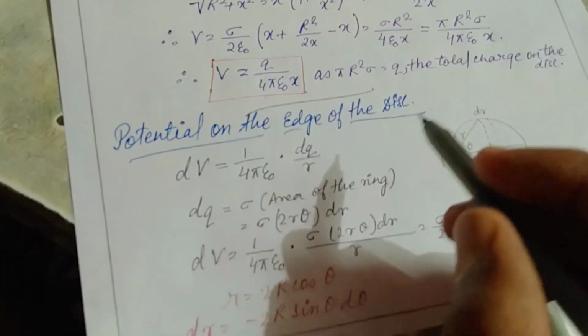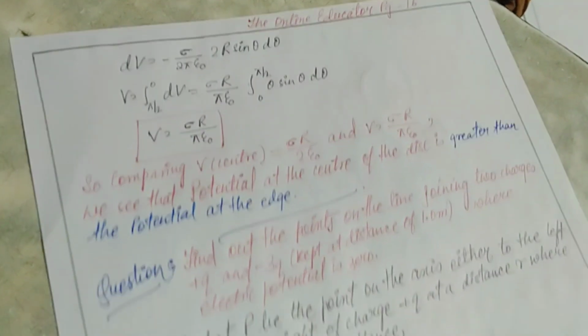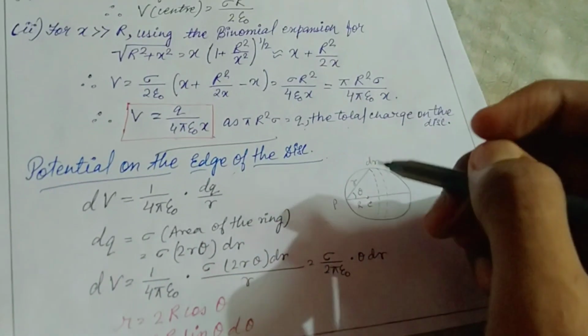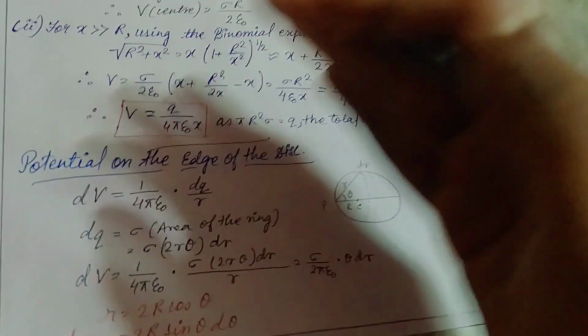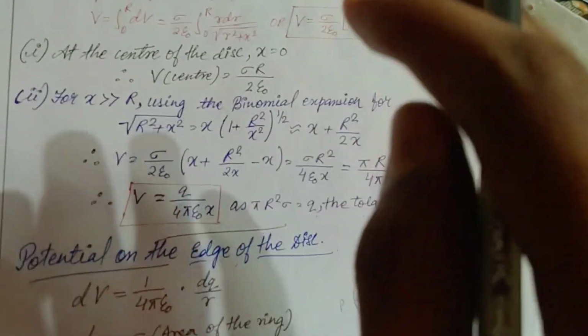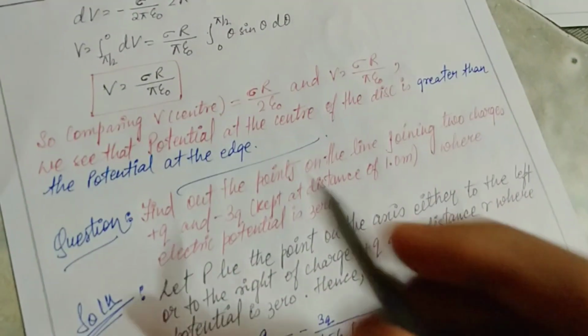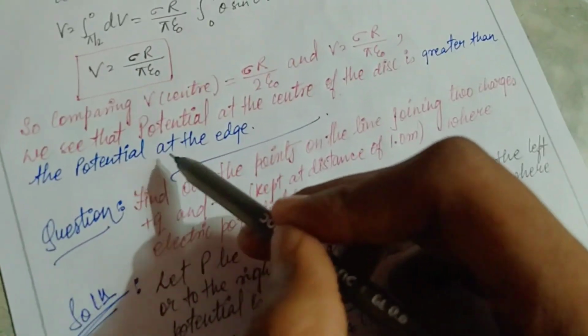The potential on the edge of the disk is this. Here we get the electric potential on the edge of the disk, which is V equal to sigma R by pi epsilon naught. Okay, at the edge it will be minimum. The more you come close to the center, the electric potential increases. The more you go away from the center, the electric potential decreases, and at the center the electric potential is maximum. Comparing V center and V edge, we get that V center of the disk is greater than the potential at the edge.